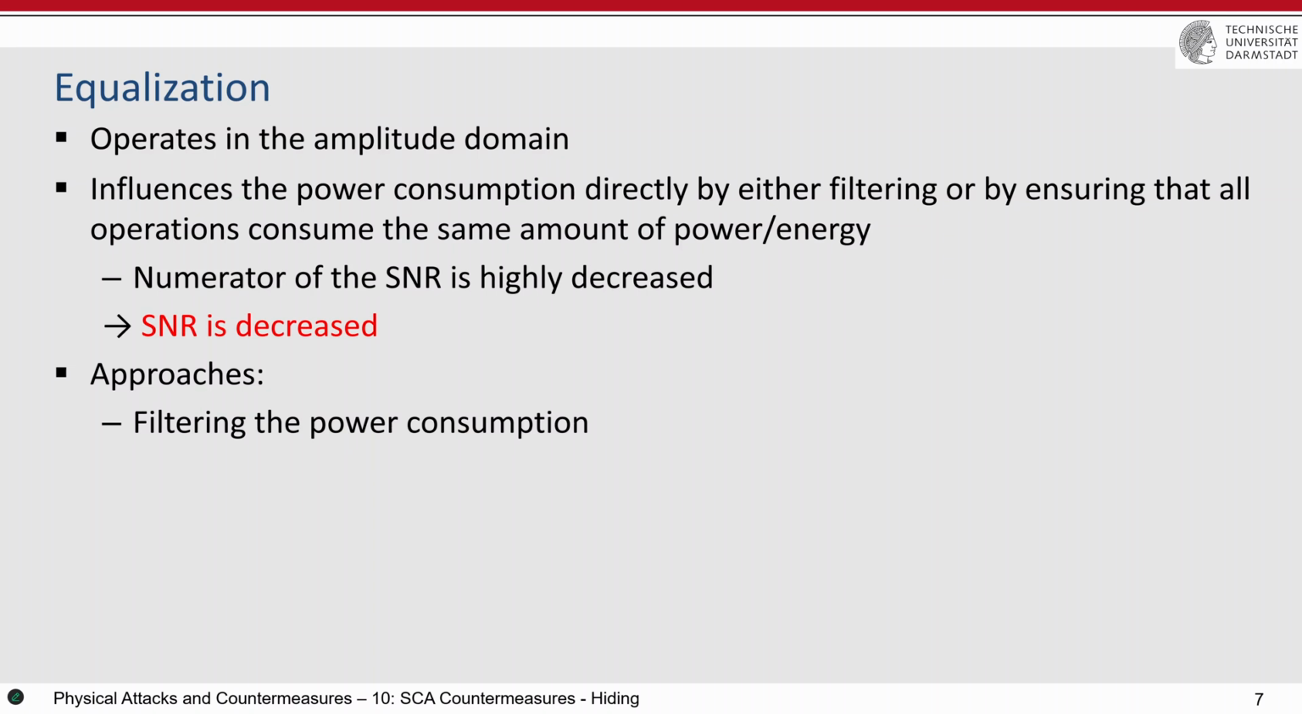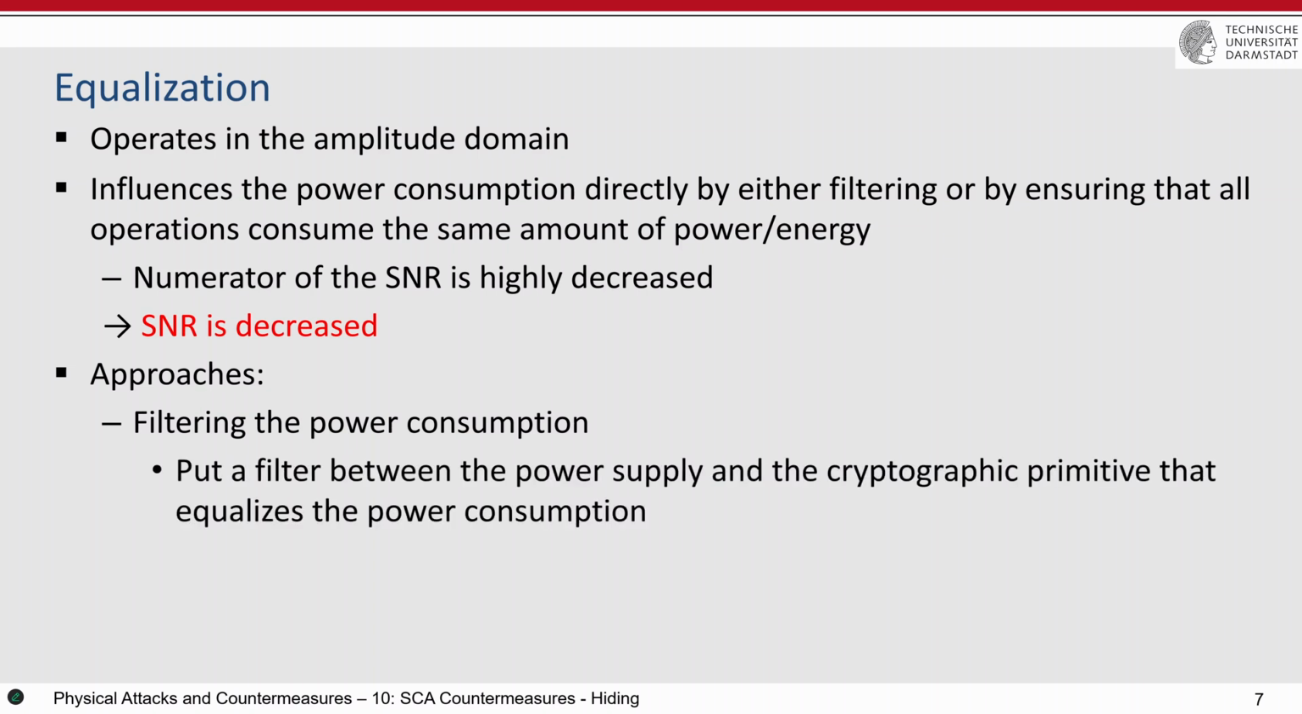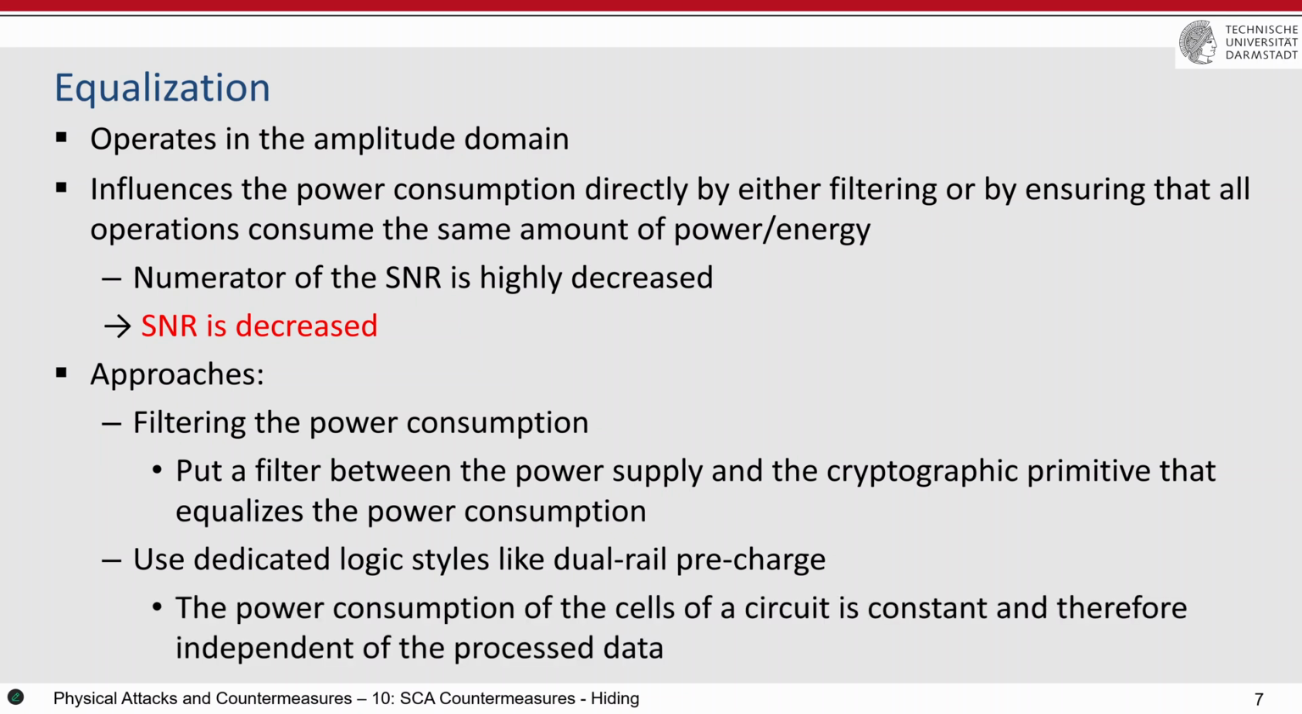And then we have filtering the power consumption. Now we will see one example. We put a filter between the power supply and the cryptographic primitive to equalize the amount of power consumption. And the other equalization scheme, which is also mentioned in one of the first slides of the session, uses some dedicated logic styles like dual rail precharge logic, which we will see today, in the hope that the amount of power consumption for every data which is processed and every operation is exactly the same.